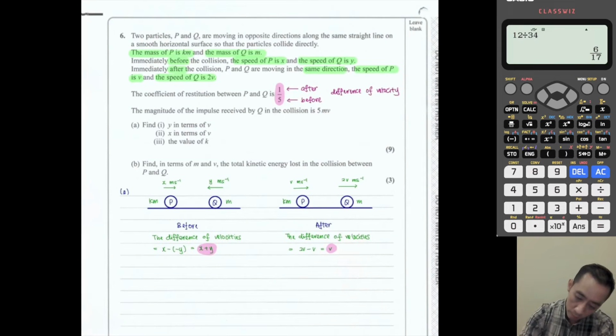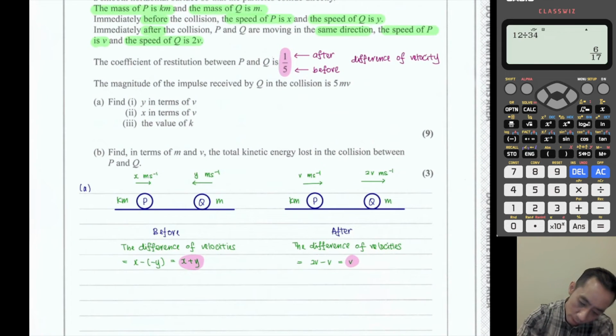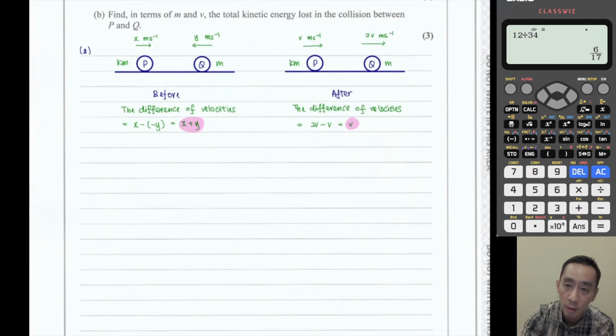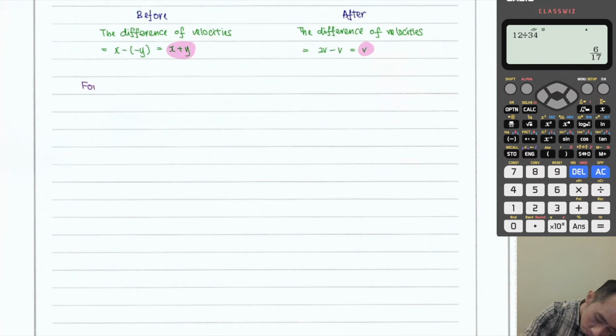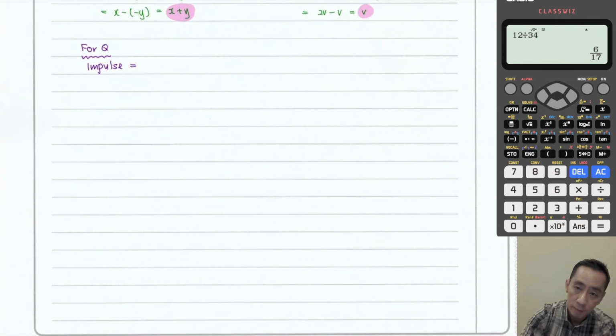Okay, so now we are told that the impulse, maybe I'll use a different color to show different information, the impulse received by Q is 5 MV. So now let's see here. How do I find the impulse for Q? So for Q, the impulse is equal to 5 MV.